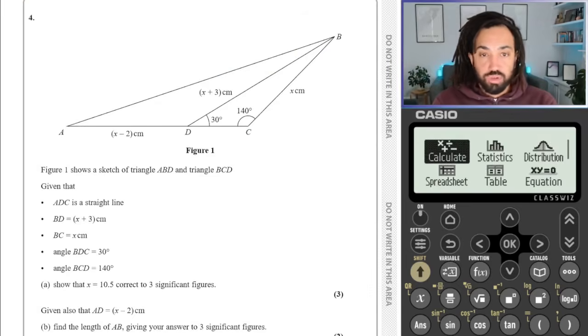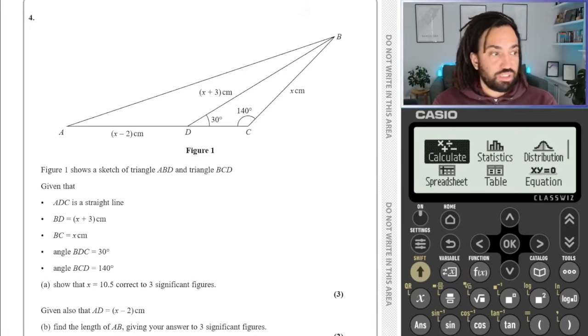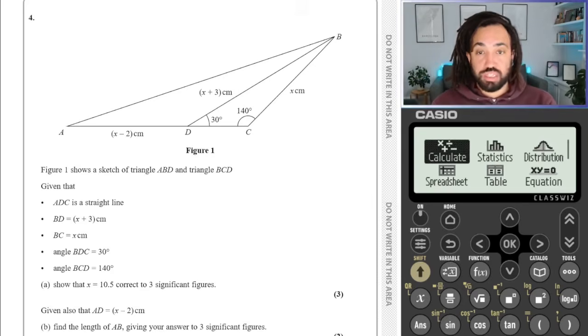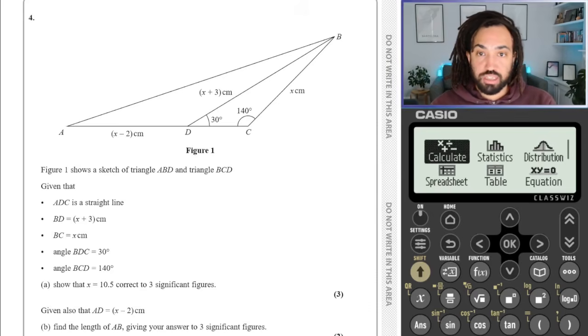Question 4, and we've got a triangle and a triangle. We've got loads of information, but I think all of it is just on the diagram, and it says show that x is equal to 10.5, correct to 3 significant figures. Okay, so we need to find a triangle that has as much information in it as possible. So to me, that would look very much like the triangle here, which is BDC, because it has quite a lot of information.